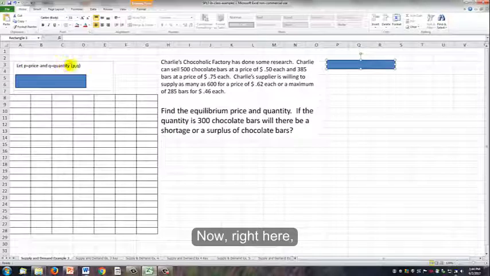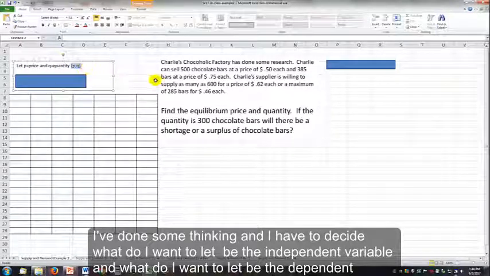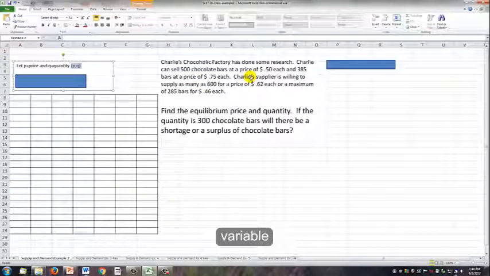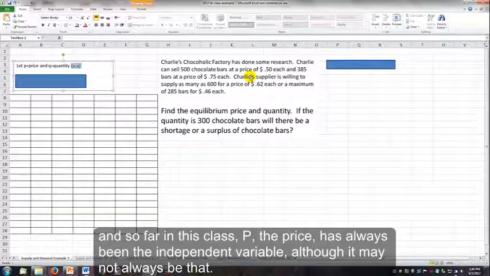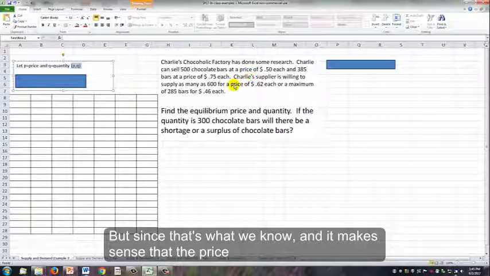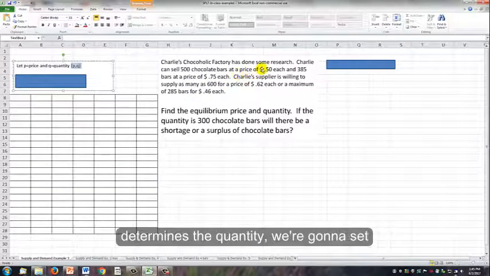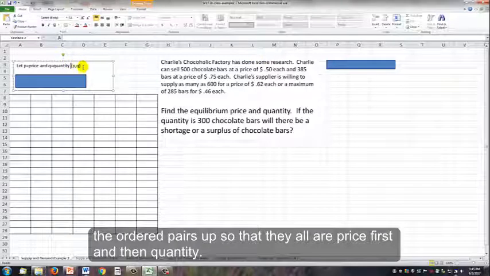Now right here I've done some thinking and I have to decide what I want to let be the independent variable and what I want to let be the dependent variable. And so far in this class, P, the price, has always been the independent variable, although it may not always be that. But since that's what we know and it makes sense that the price determines the quantity, we're going to set the ordered pairs up so that they all are price first and then quantity.